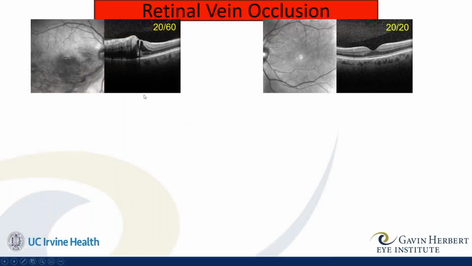So I'll show you a patient of mine who was one of my first patients that I saw when I first started my practice. She came in with 20/60 vision that was acute in onset in her right eye. You can see on the infrared image here large amounts of hemorrhage within the retina, a very tortuous retinal vein, and the OCT clearly had a lot of macular edema involving the central fovea here. Her left eye was 20/20 with completely normal architecture.